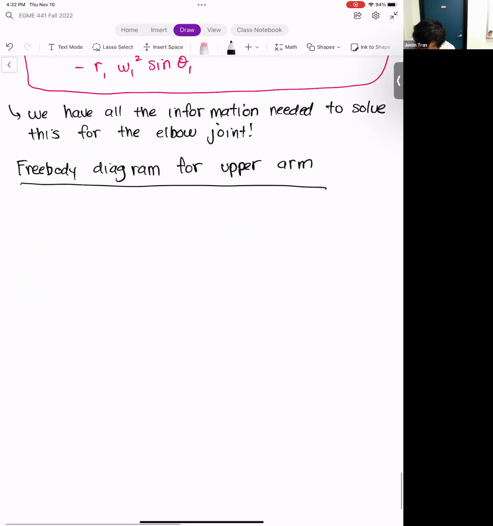Okay. The upper arm, let's go ahead and draw a bigger version of it. It looks like this. So remember, up here is the shoulder. Down here is the elbow. Let's draw the joint. Let's draw the joint forces first, starting at the elbow.